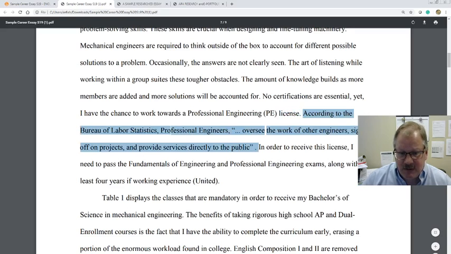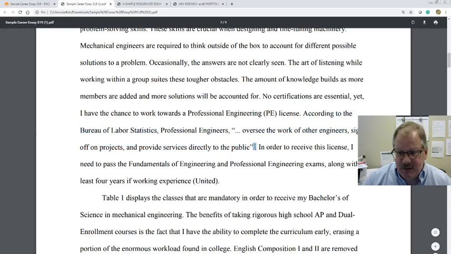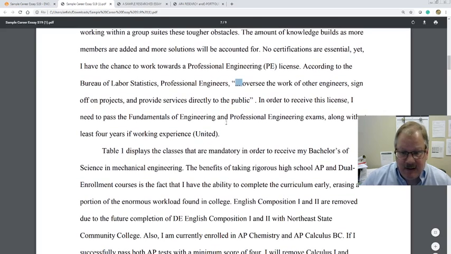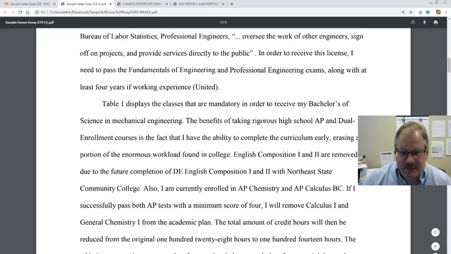According to the Bureau of Labor Statistics, professional engineers oversee the work of other engineers, sign off. And then you have the quote. You should have the period inside the quote mark there. The ellipses show an omission. It kind of keeps going. He probably needs a citation there, but he puts it back here, so we know where the information is coming from.